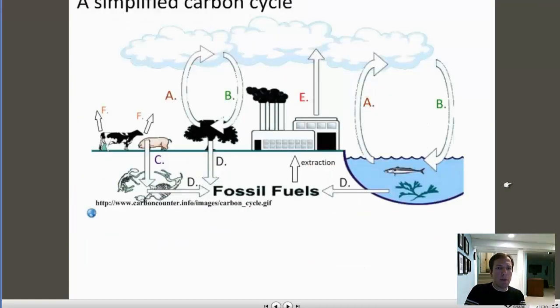So looking at carbon cycle, you should be able to label each of these different aspects of the cycle. So again, if you want to pause and see, A, B, C, D, E, F, if you can figure out what those are, and then when you hit start, you can see the answers.